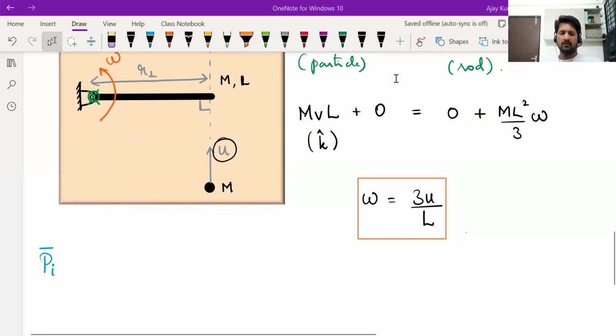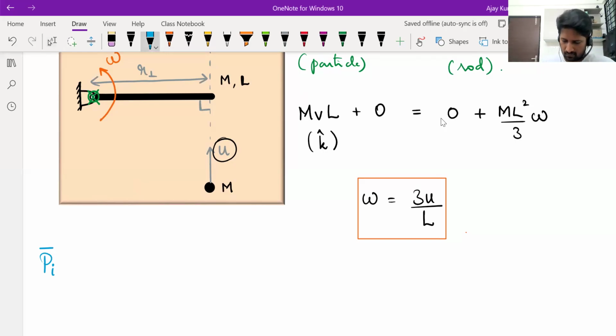Okay, Vanilla, tell me, what is the initial momentum of this system before collision? System means rod plus particle. M into U. Direction? M with j cap. J cap, correct. Initially only the particle was moving. So the initial momentum will be the particle's momentum, mass multiplied with velocity. It was moving in the positive y direction. So mu j cap is the initial momentum.